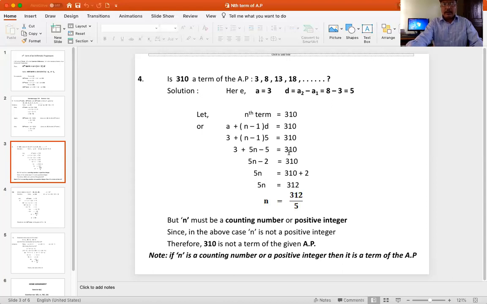But since n is a counting number or a positive integer, here we find that it is not a counting number. This n must be a counting number or a positive integer. So, since in this case n is not a positive integer or a counting number, we conclude that 310 is not a term of the AP. Now we should note that if n is obtained to be a counting number or a positive integer, then we should conclude that it is a term of the AP.